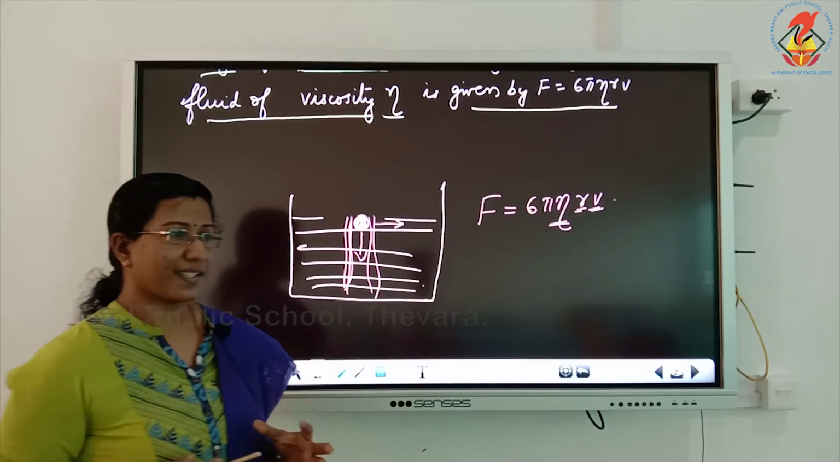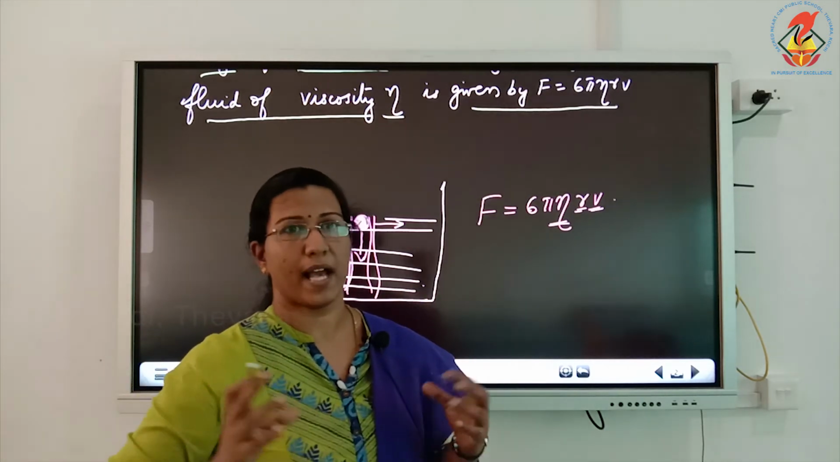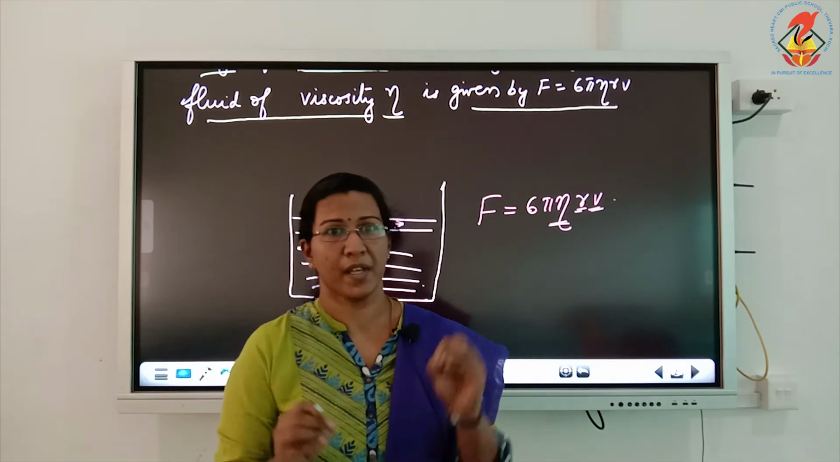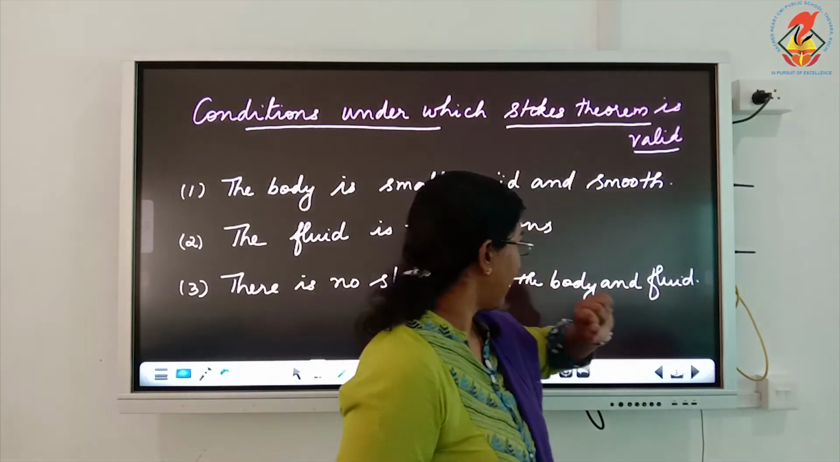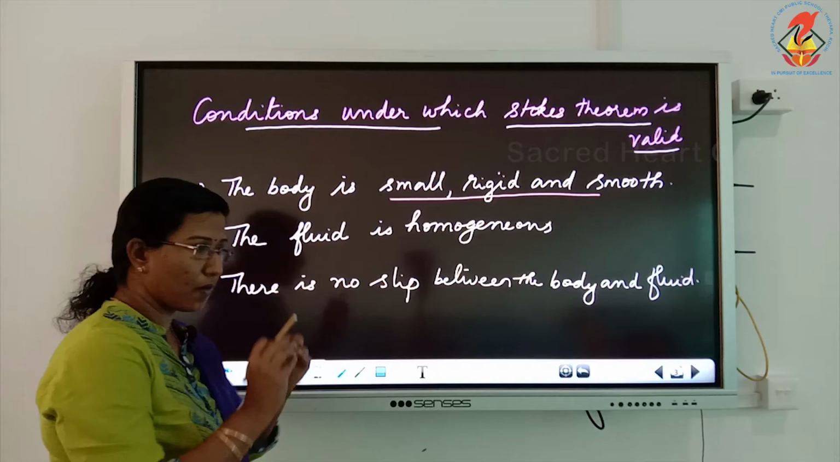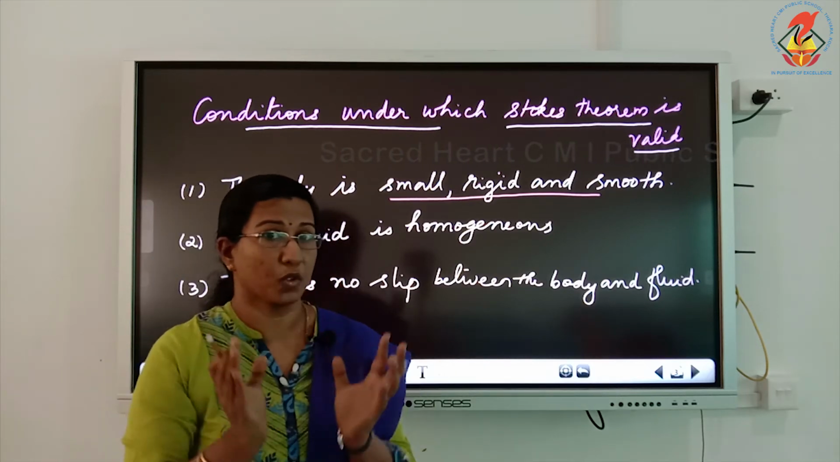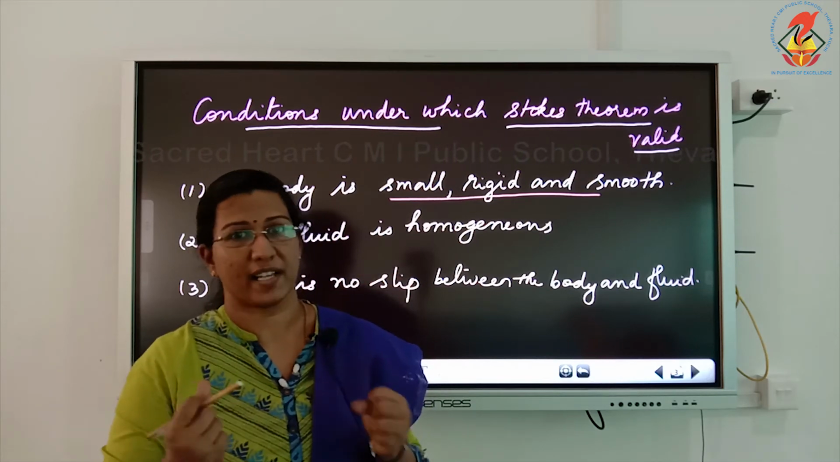Now Stokes theorem is applicable mainly to spherical bodies. It is not applicable to bodies of different shape. Okay, that is the one condition. The next condition for Stokes theorem to be valid is that the body we are considering should be small, rigid and smooth, which means the size of the spherical body must be very small and the surface should be smooth. There should be no irregularities, and it should be a rigid body. It should not be flexible.